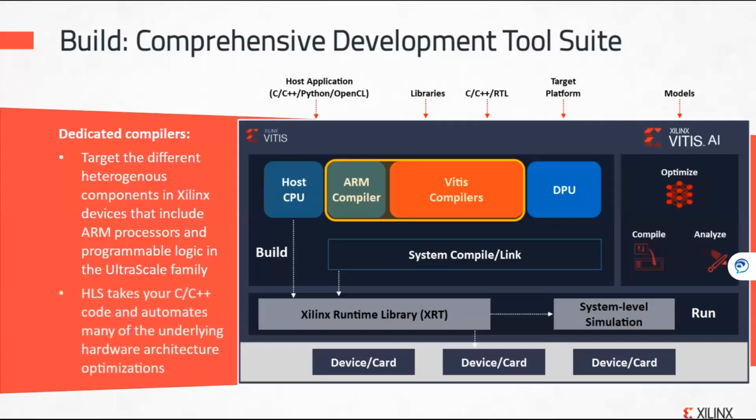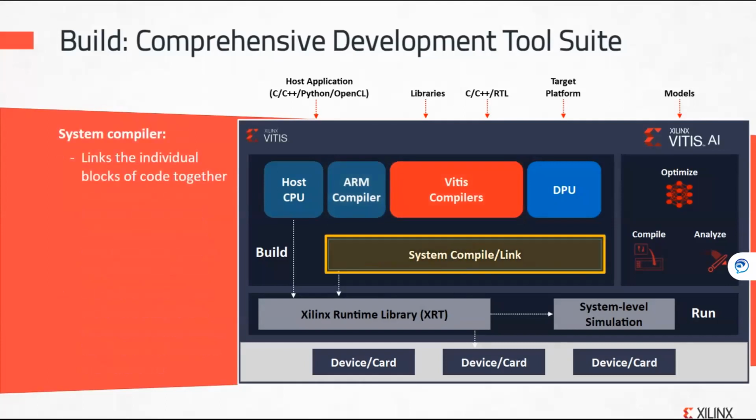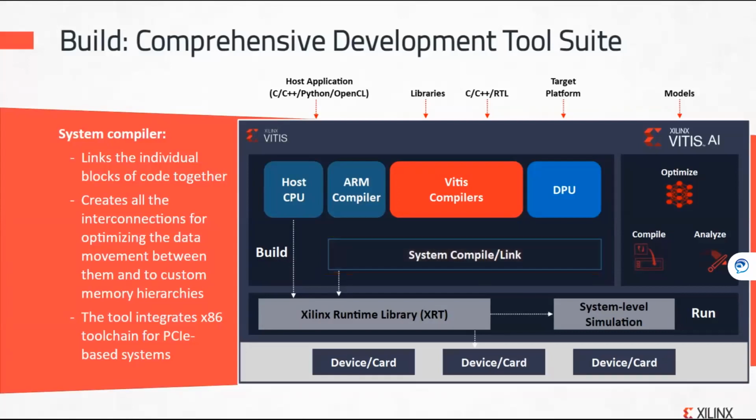High-level synthesis takes your C++ code and automates many of the underlying hardware architecture optimizations. A system compiler then links these individual blocks of code together and creates all the interconnections for optimizing the data movement between them and to custom memory hierarchies. The tool integrates the x86 toolchain for PCIe-based systems and cloud-based target platforms. The Vitis environment also supports edge-based platforms targeting Zynq MPSoC UltraScale+ devices.